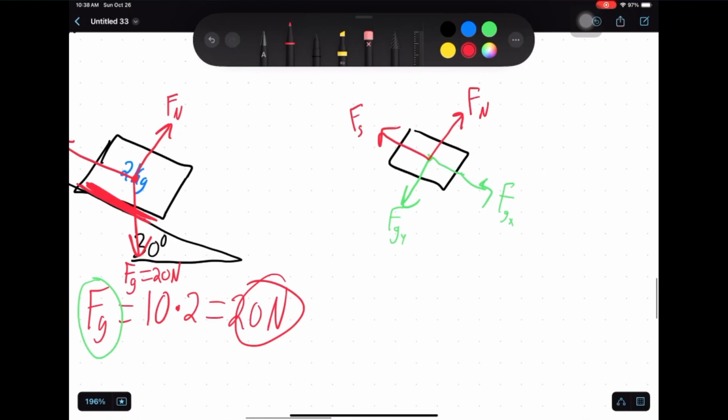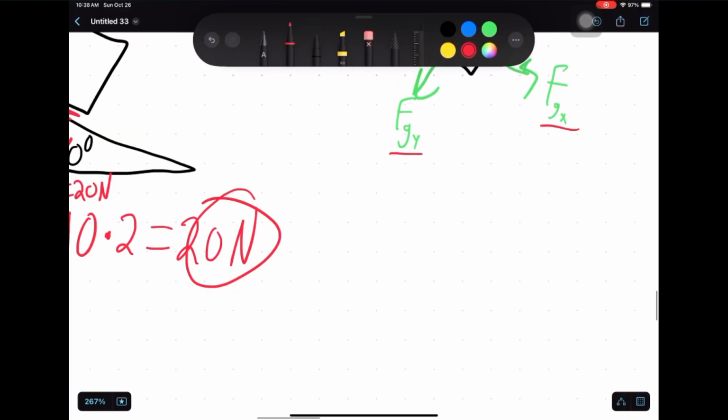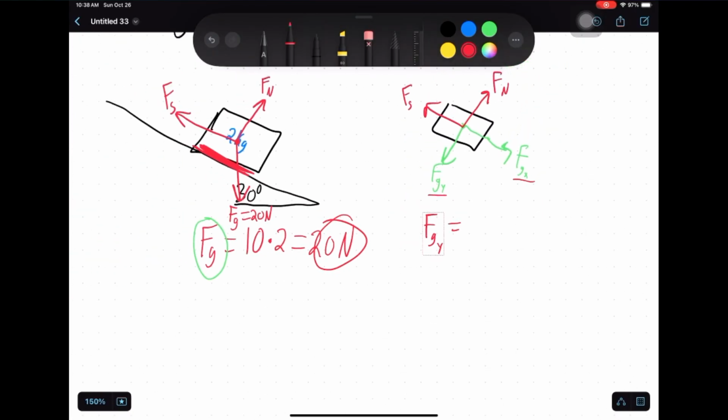Now we got to find out what these two are. And as soon as we do that, it's equal to the other force, since there's only one force acting in both directions. So to find out force of gravity in the y, we are going to say force of gravity in the y is equal to, well, let's think about this for a second.